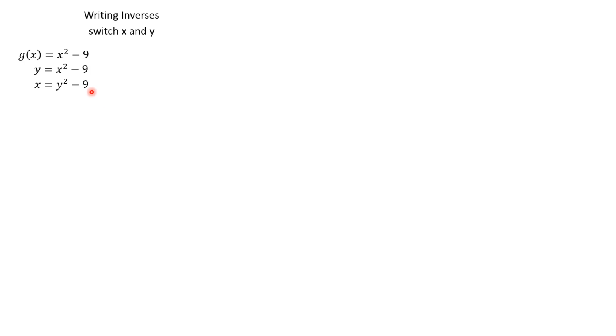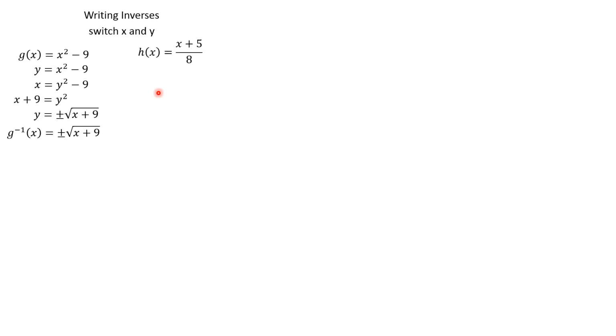Now we need to solve for y. So we're going to add 9. So we get y squared equals x plus 9. Then we can square root both sides. When we do that, we'll get plus or minus. So y equals plus or minus square root of x plus 9. And then finally, put it back into function notation. We had g of x. So the inverse will be g to the negative 1 of x. This is g inverse of x equals plus or minus square root of x plus 9.